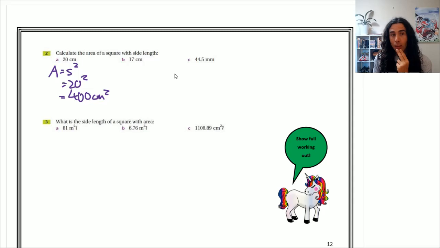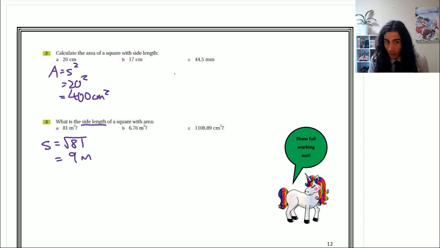Let's do that for B and C. For 3A, it says, what is the side length for a square with area? So they give you the area, and they want you to find out what the side length is. So what I want you to do is write the side length is just the square root of 81. And you put that in a calculator, you get 9. Or if you knew already, 9 squared is 81. 9 meters. Because you check it, 9 meters by 9 meters, they'll give you the 81. All right, so I'm going to pause the video now, let you have a go at those.